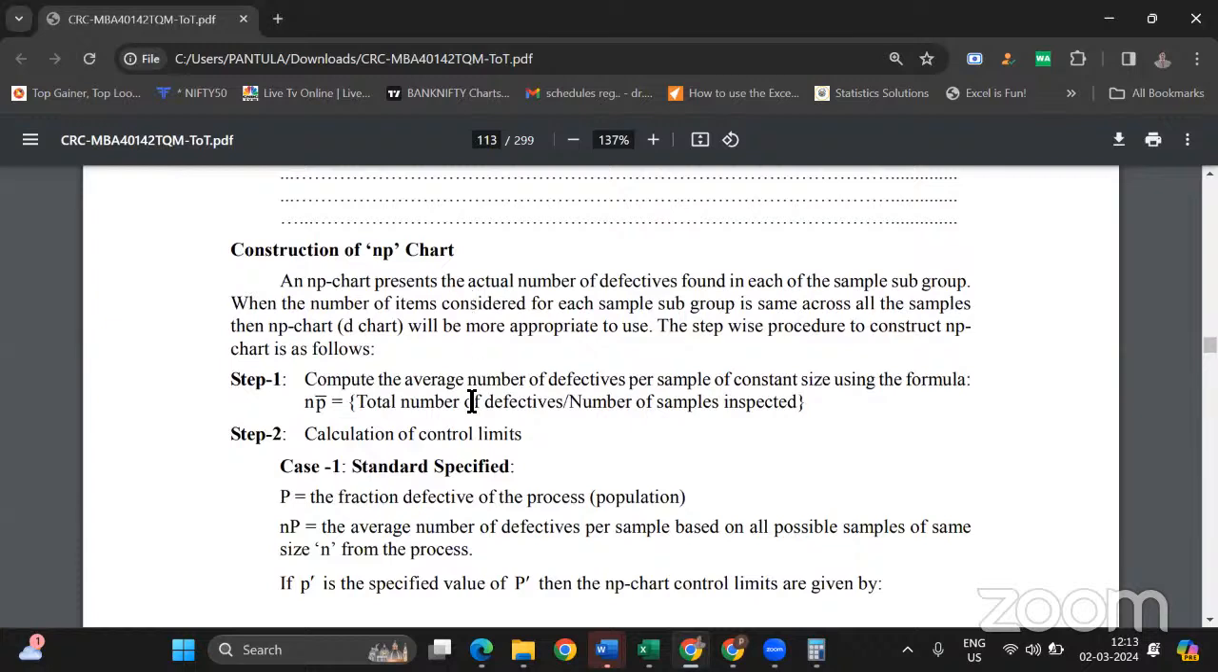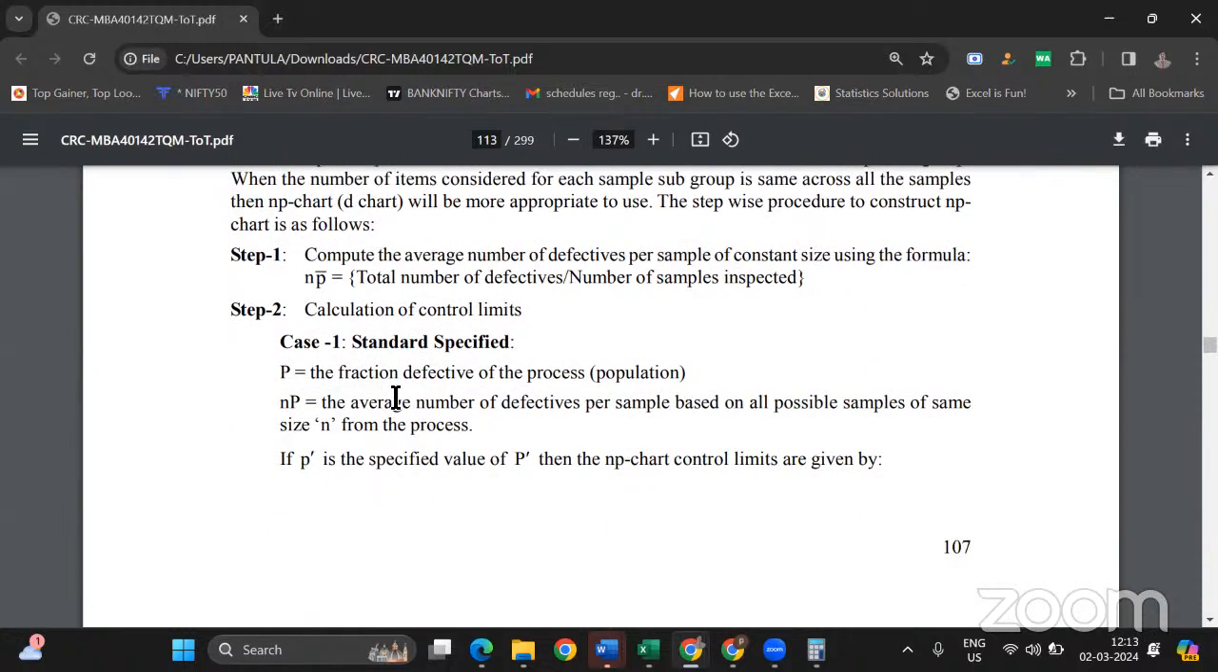Construction of the NP chart. Here, compute the average number of defectives, given by the formula NP bar equals the total number of defectives divided by the number of samples inspected. Here, the standard specified P is the fraction defective of the process population, and the number of defectives is based on a sample of the same size from the process.